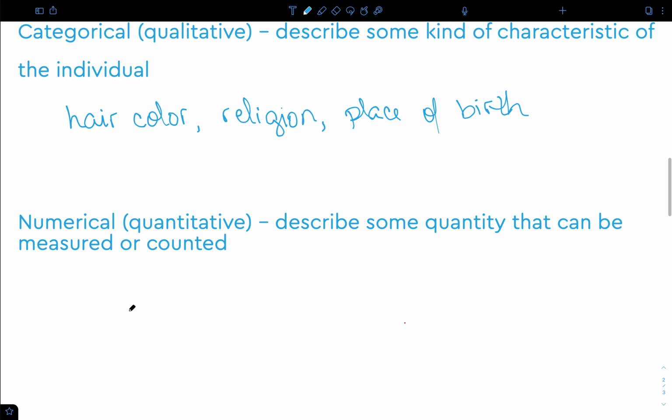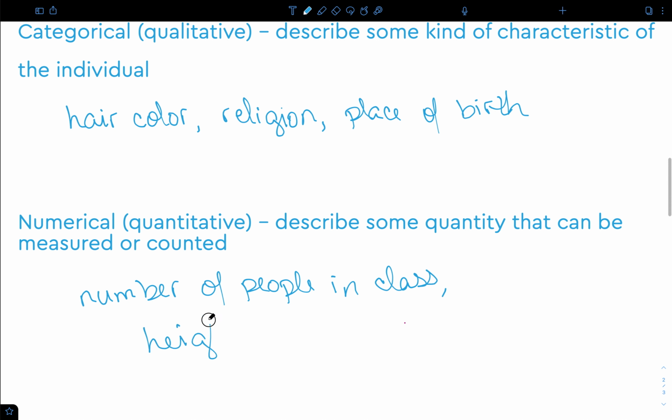Numerical variables or quantitative variables, on the other hand, describe some quantity that can be measured or counted. Some examples of things that are numerical or quantitative. We can talk about the number of people in a class. This is something that we would count. Height, something we would measure. Another example would be age. So categorical variables can be placed into some categories, while numerical variables are things that we either measure or count.